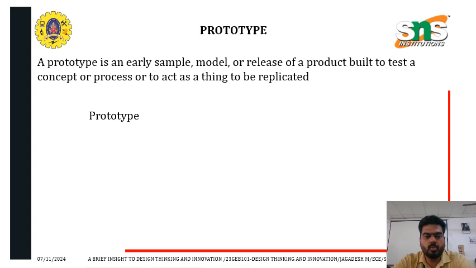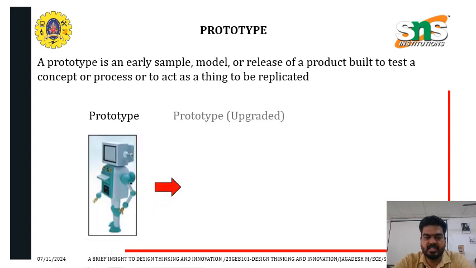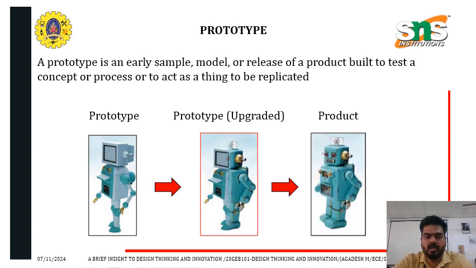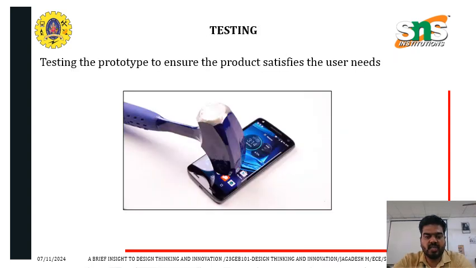And the prototype. A prototype is an early sample, model or release of the product built to test a concept or process, or to act as a thing to be replicated. This is an example of a prototype, and the improved model is the final product. Then testing: testing is done on the prototype to ensure the product satisfies the user needs.